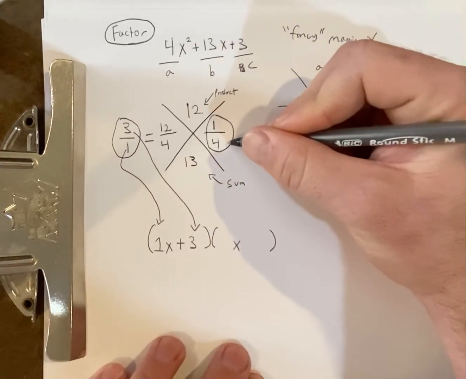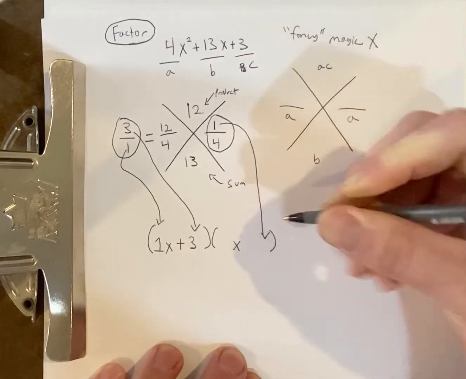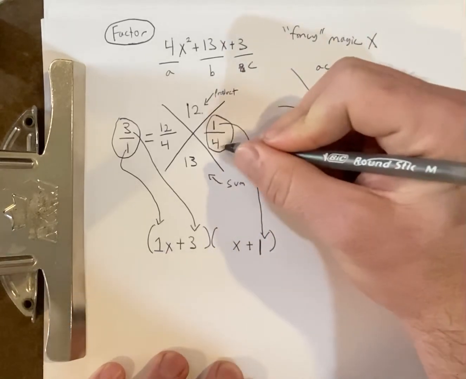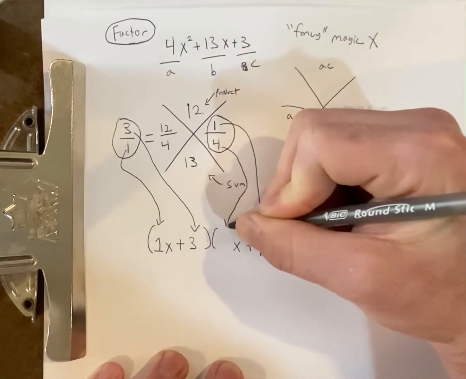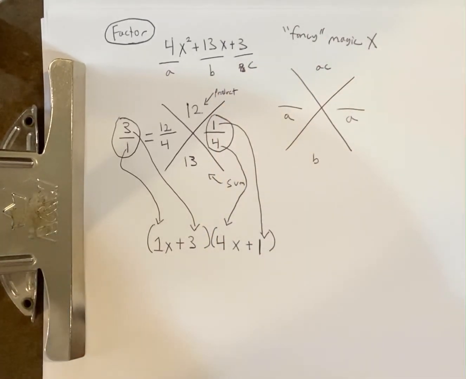On the other side, we're going to do the same thing. The top number is the second term, so this is going to be plus 1. And the bottom number is the coefficient of x, that's going to be 4.